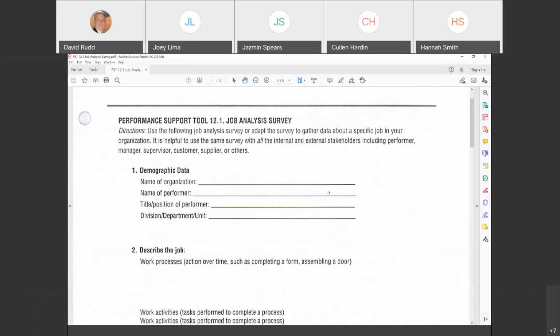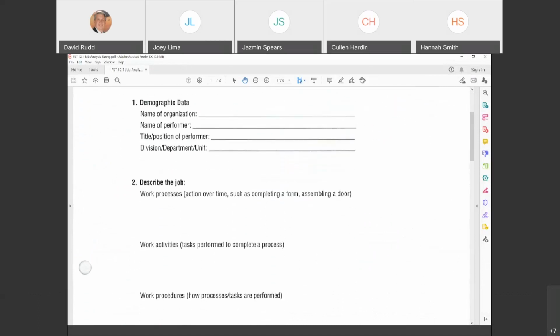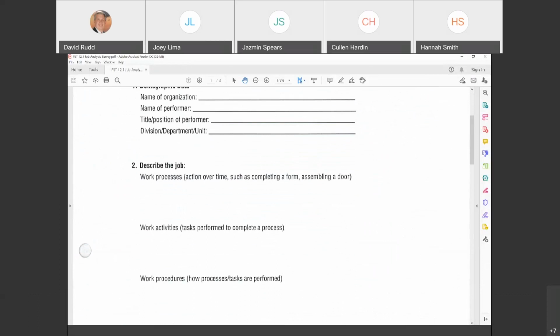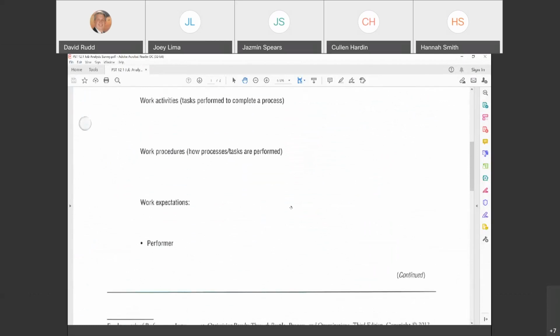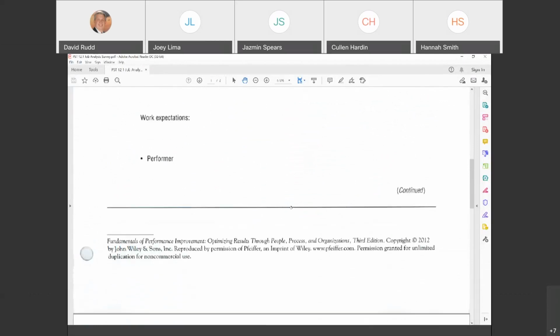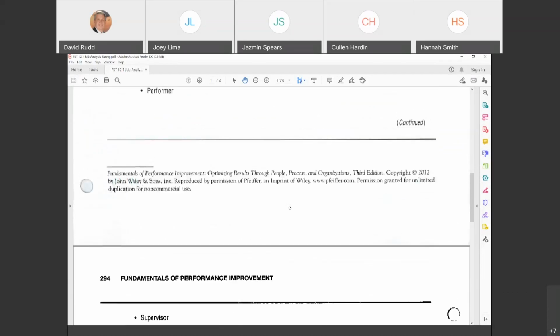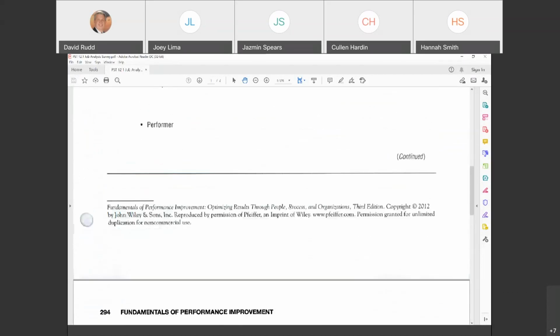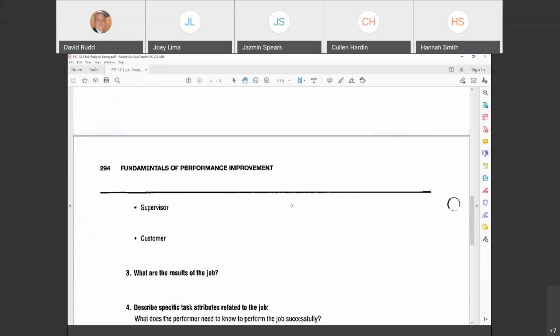You can see there's some demographic information at the top. Then you're going to start looking very holistically at every part of the job. You're first going to describe the job and the work processes, work activities, work procedures and expectations, especially the performer expectations. Also the supervisor and the customer. What are all the expectations for the performer? What are they supposed to be doing? How about the supervisor? How about the customer?